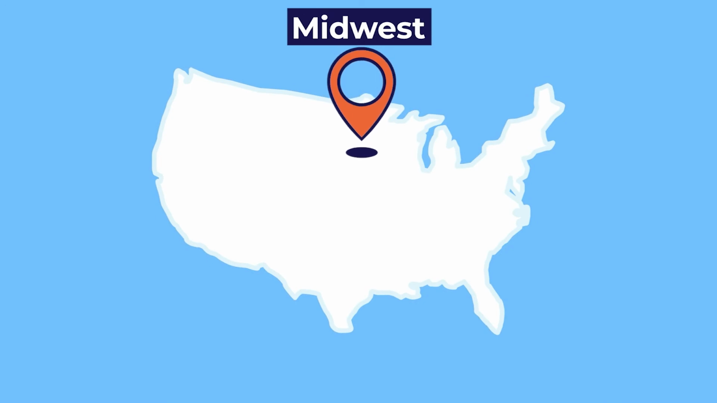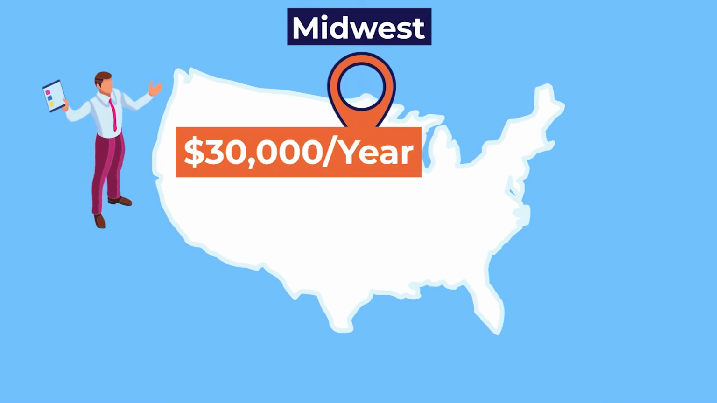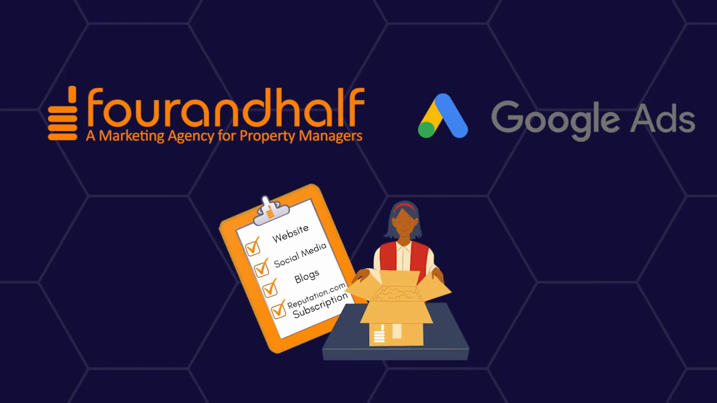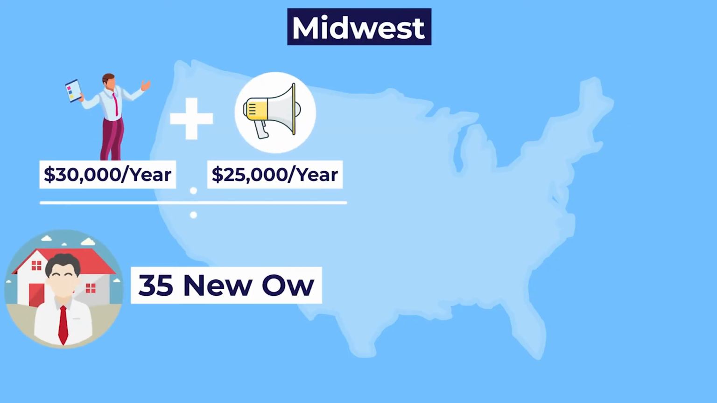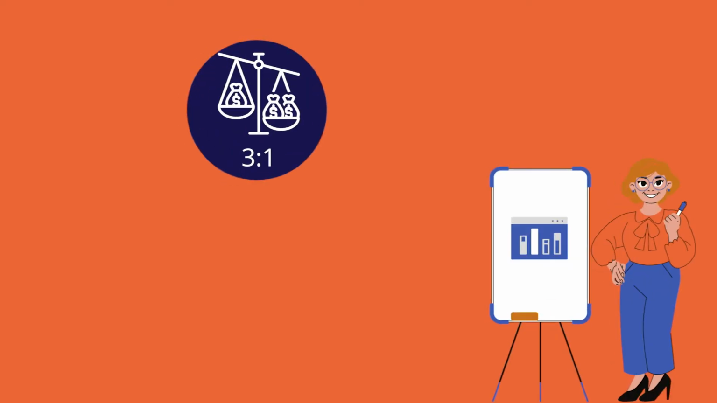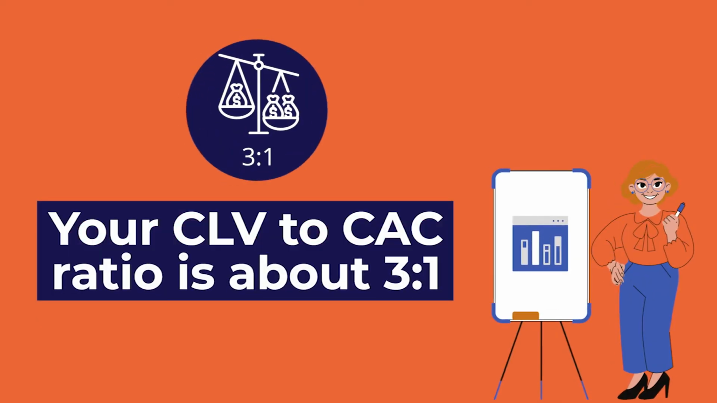In our Midwest example, let's say your salesperson makes $30,000 a year and your marketing expenses are $25,000. Still plenty of money for 4.5's basic traction package and a decent Google Ads budget. Just like before, add these numbers together and divide by your annual door growth of 35 and you'll get your CAC of $1,571. With a CLV of $6,048, your CLV to CAC ratio is about 3-to-1, just where you want it.